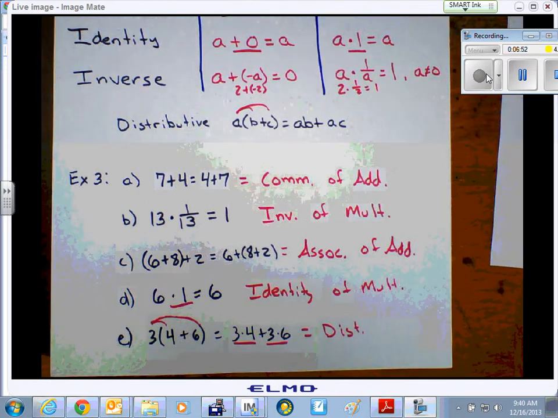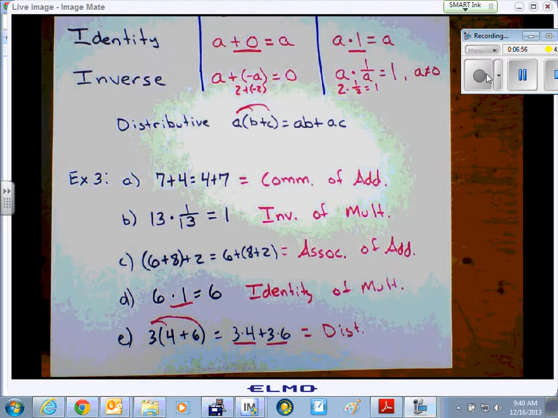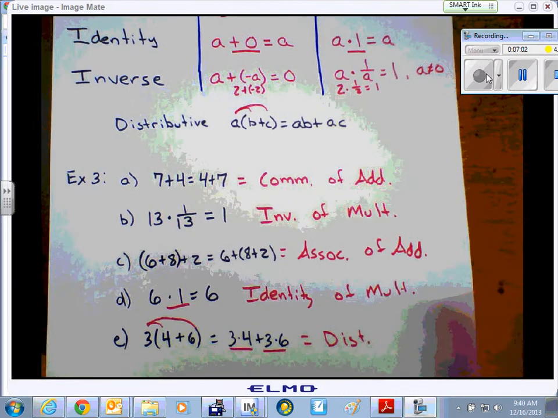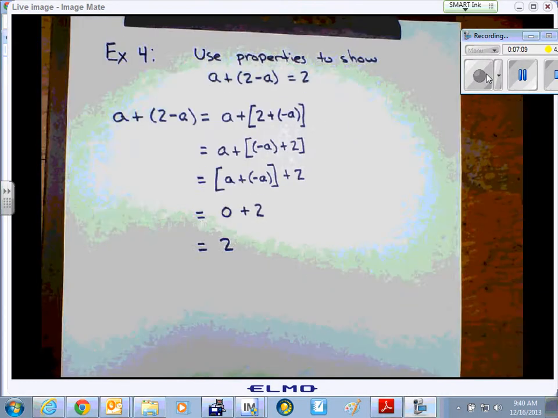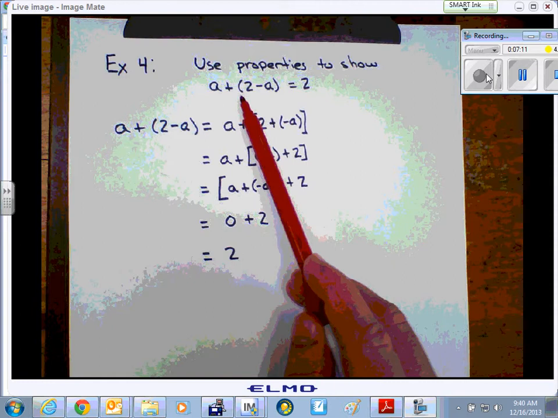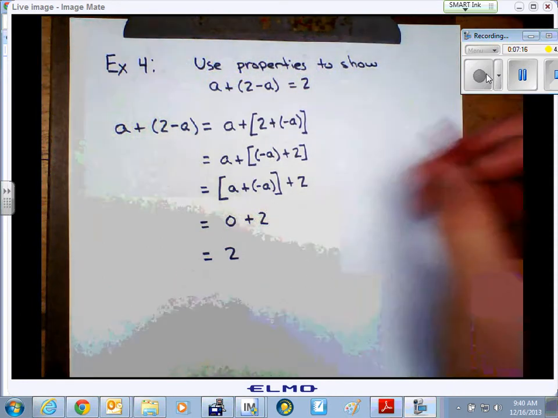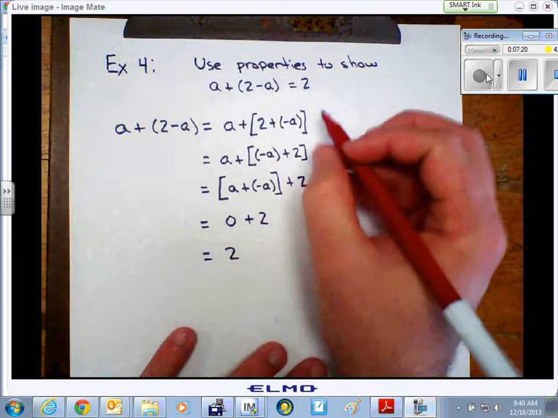Okay? So a way that you might see this being used, you can always look at those and pause these and look at them later on if you need to, is if you had a question like example 4. This is the last example of the section. It says to use properties to show that A plus, then parentheses 2 minus A equals 2. And they have the steps shown out here. And all we want to do is just tell what property they use to get from one step to the next.